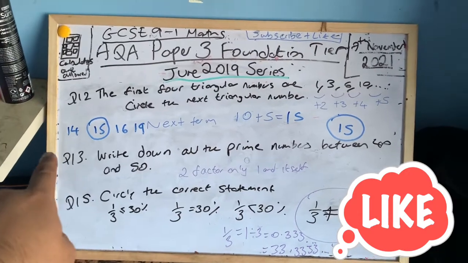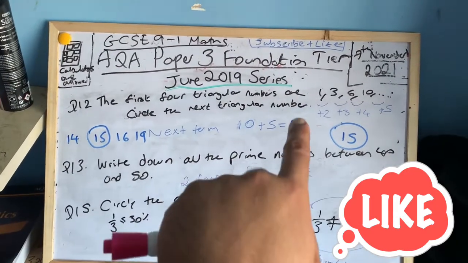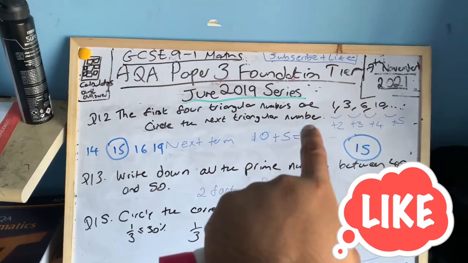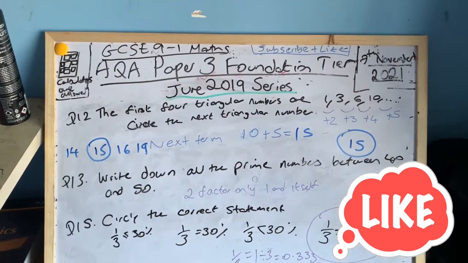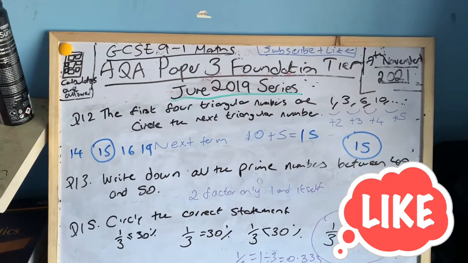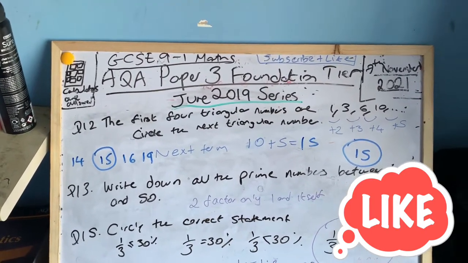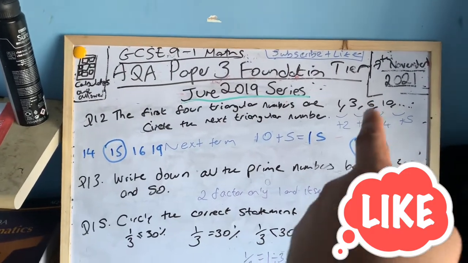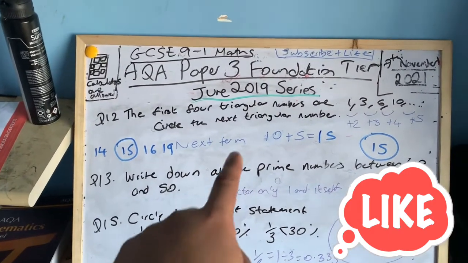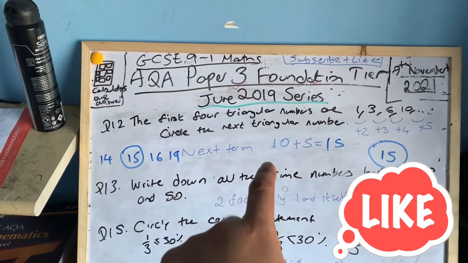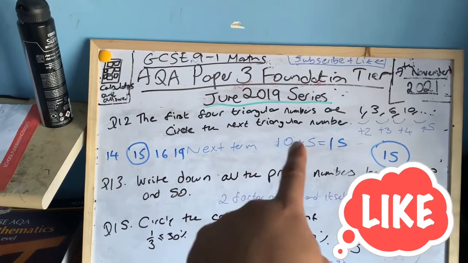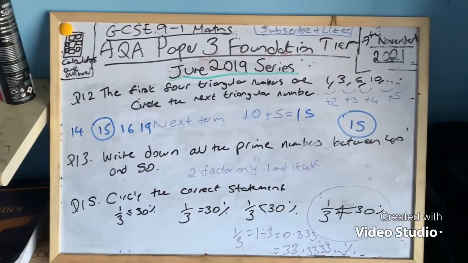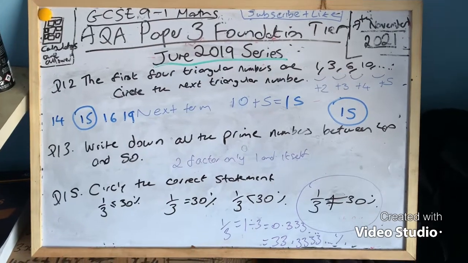Well, the numbers are 14, 15, 16, 19. So let's work out what we add each time. So 1 to 3, I'm going to add 2. 3 to 6, I'm going to add 3. 6 to 10, I'm going to add 4. So it's always adding an extra amount each time. So for the next term, I'm going to be adding 5. So the next term in my triangular number sequence is 10 plus 5, which is 15. So I'm going to circle the number 15, which is option number 2, guys.